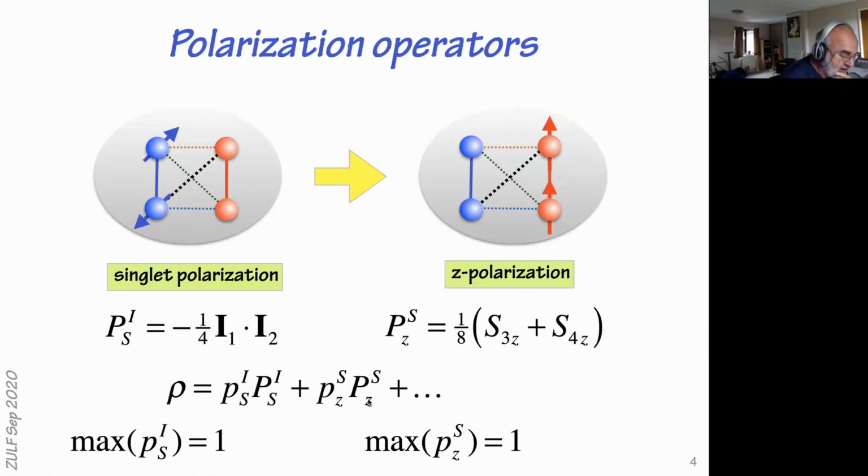So these particular operators have the correct properties to allow you to say that if the density operator contains purely this operator multiplied by a factor of 1, then you have complete singlet polarization, and similarly for this operator. So these operators basically work in this context.